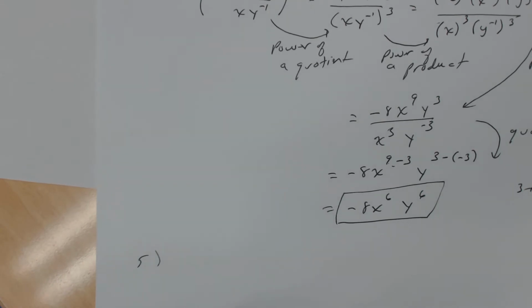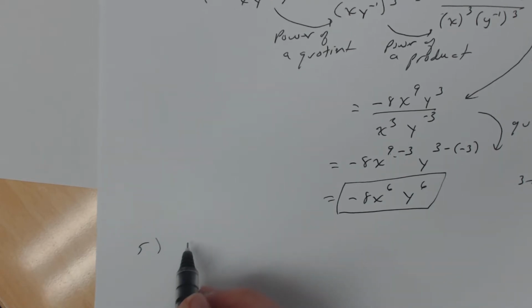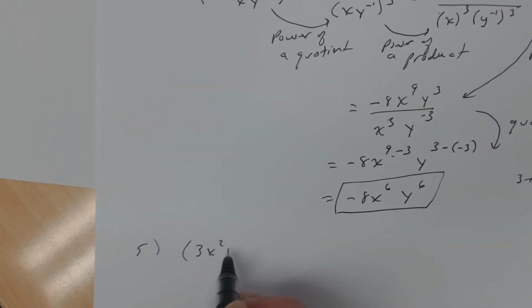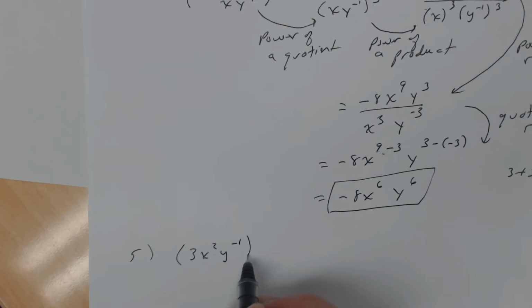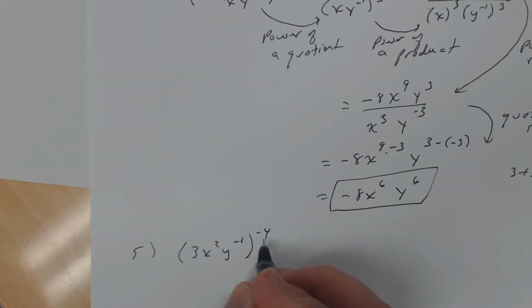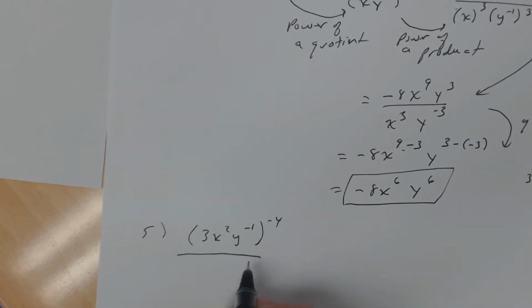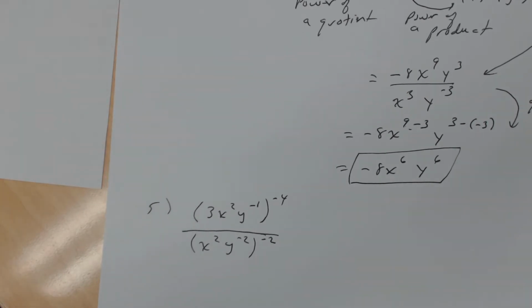Alright, number 5, let's suppose we had this. Suppose we had (3x squared y to the negative 1) raised to the negative 4th power, divided by (x squared y to the negative 2) raised to the negative 2. Alright, suppose we had that.